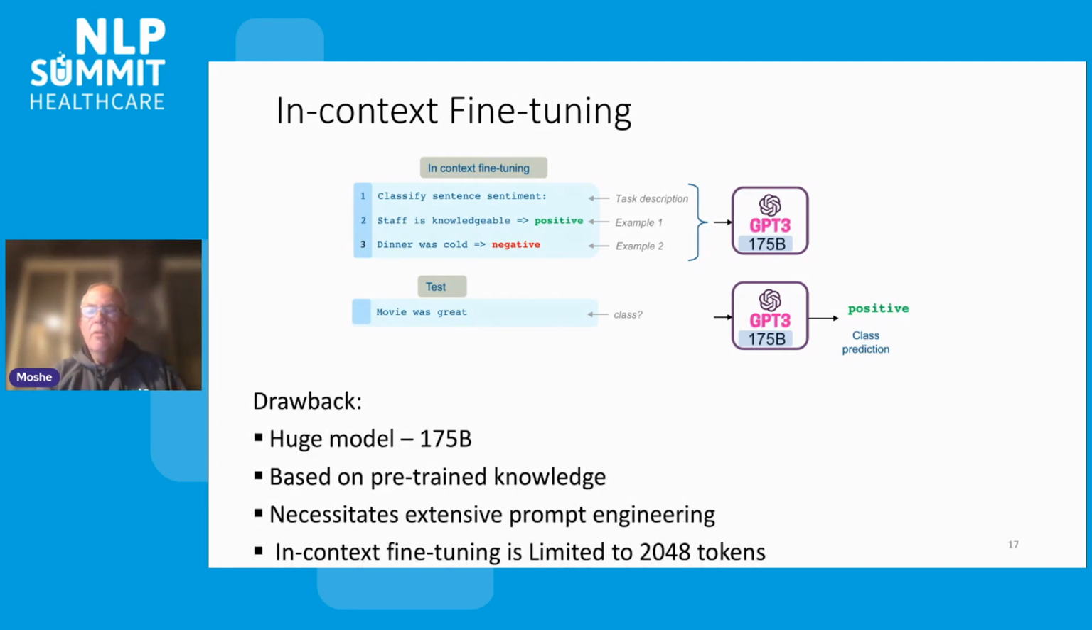GPT-3's major disadvantages are that it requires the model to be huge, 175 billion parameters. It relies only on the pre-trained knowledge, which is problematic if it was trained before COVID-19 and we want to extract classification on such data. In addition, it requires extensive prompt engineering and provides only limited prompt length.